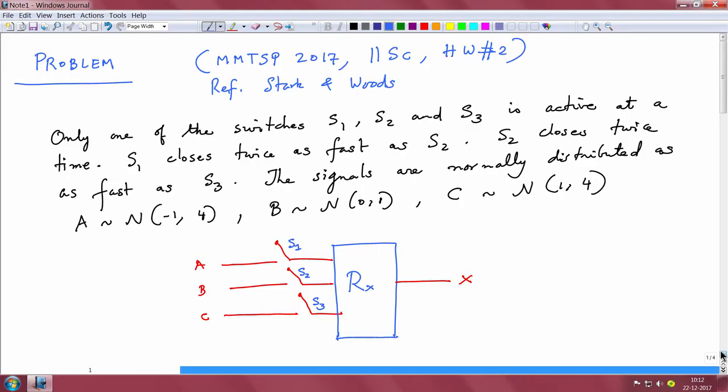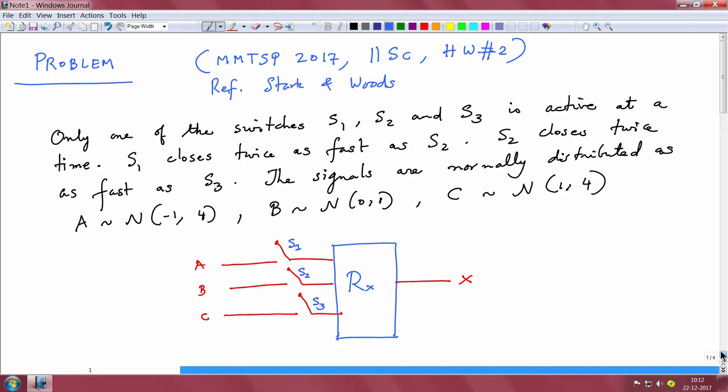Okay. Let us get started with our interactive problem session. This problem was posted in homework 2 as part of the mathematical methods and techniques in signal processing offered at IISc in 2017. The reference to this material is Stark and Woods. So, here is the problem.